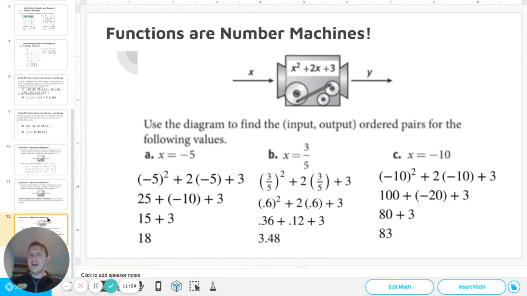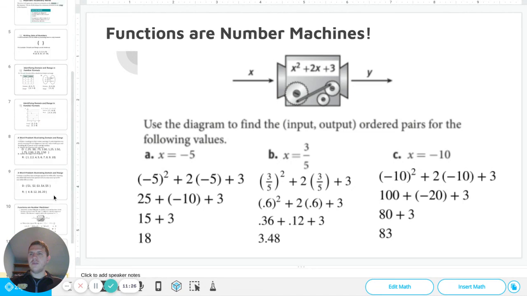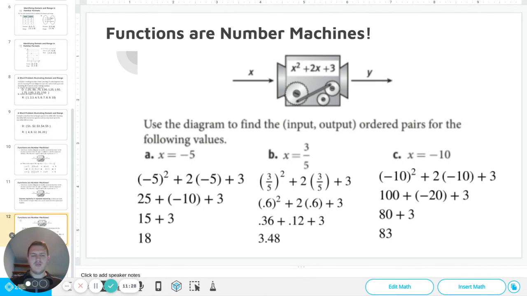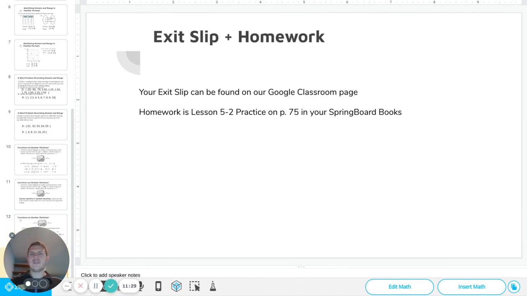Okay. All right, your exit slip will be found on our classroom page for this lesson. Make sure after you're watching this video, you click on the exit slip and do that. It's only 5 questions. And then your homework is lesson 5.2 practice on page 75 in your Springboard books. I will be posting that as soon as the class is done for today, so you can get started on it as soon as you are done watching this video.